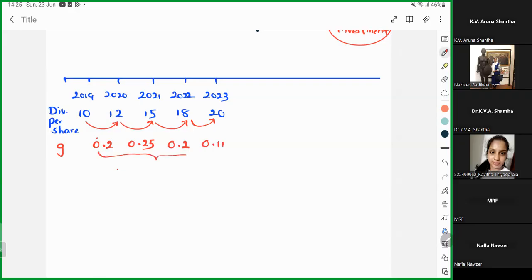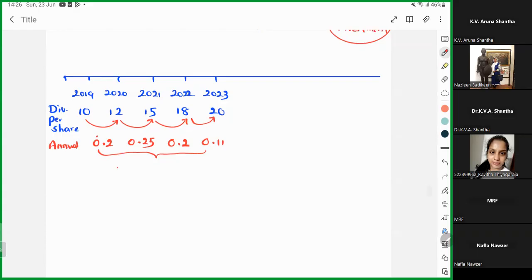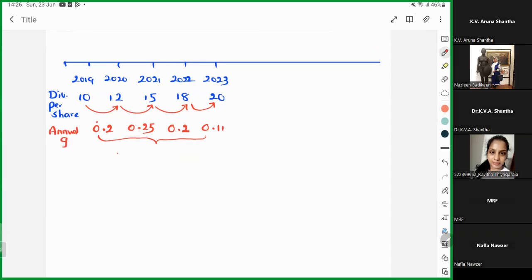How much average growth? The total of all should be divided by 4. Yes, you take the total annual growth rate. So this is annual growth rate. Now you have to work out the question with me. Work out this example with me. This is really important. You take the total, 0.76 divided by 4, 0.19. The average growth rate.